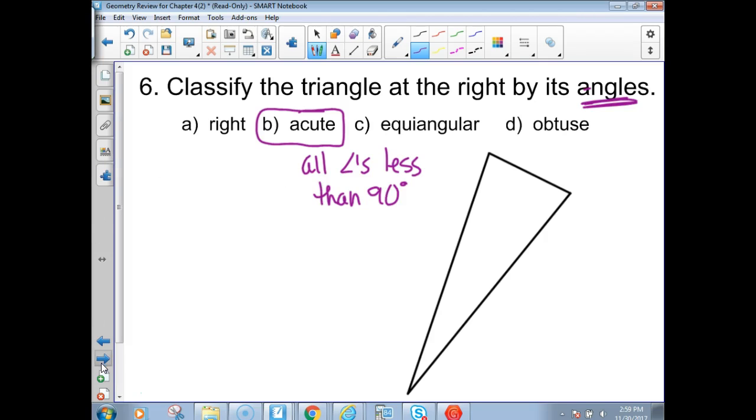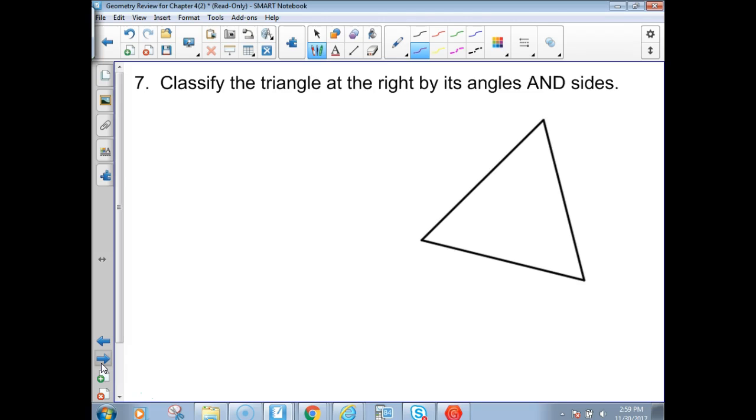Okay, number 7. This one looks like they're all the same. All of these angles are equal. All of the sides are equal. You could use a ruler and tell if you wanted, but that's what it is. So if I want to classify it by angles and sides, it's equiangular. And these vocab words are in your ISN with pictures. No excuses to get this wrong.